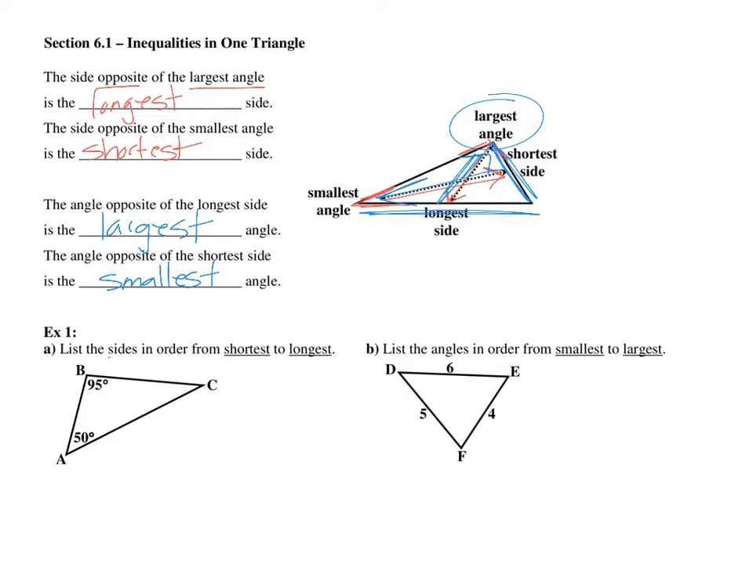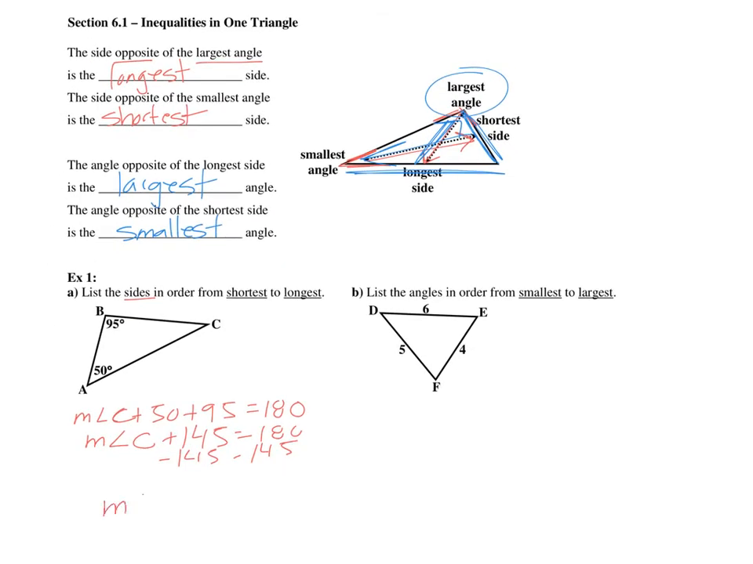All right, example 1, list the sides in order from shortest to longest. Well, before I could figure that out, I have to figure out what all the angle measures are. So here I have 50 and 95. So the measure of angle C plus 50 plus 95, all the angles of a triangle add up to 180. So the measure of angle C is going to be 35 degrees.